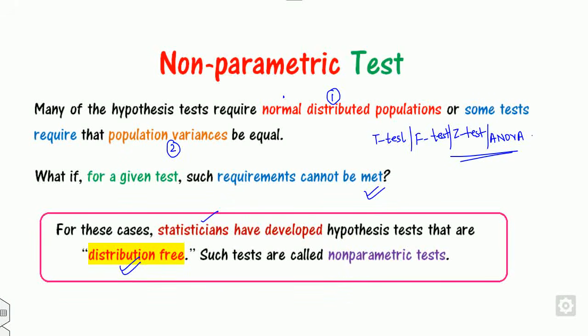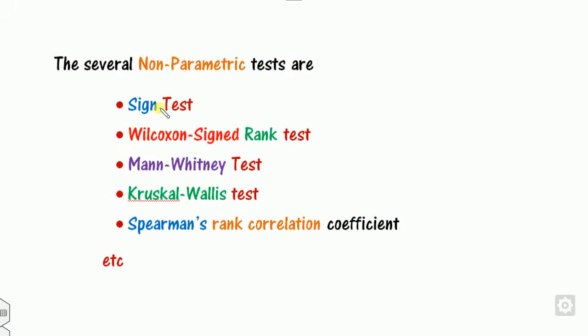There are several kinds of tests listed here: sign, Wilcoxon, Mann-Whitney, Kruskal-Wallis, and so on. In the last lecture we studied the sign test. Today we will discuss the Wilcoxon signed rank test.